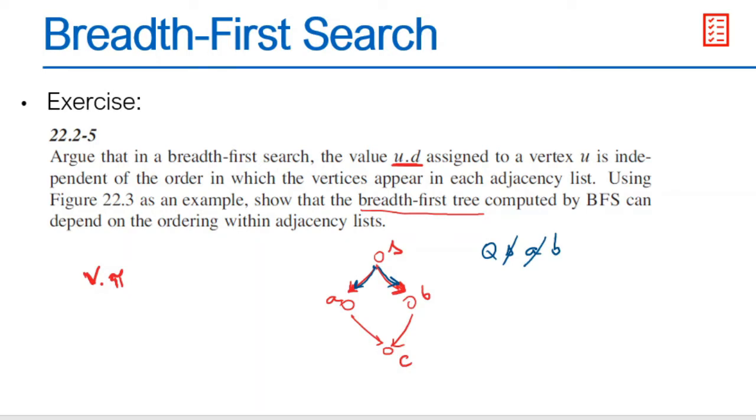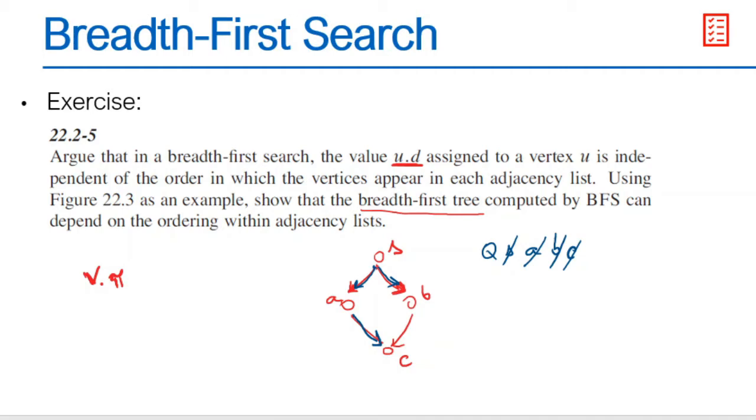What are the adjacent vertices of A? C. So C's predecessor is A. Then with the queue B, but B doesn't have any adjacent vertices. Then with the queue C, and we finish it.